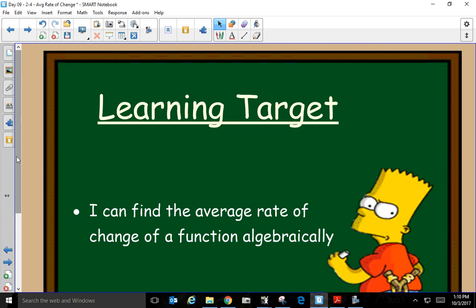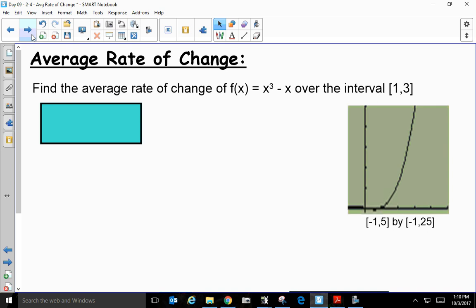Now, if I want to find the average rate of change of a function f of x, which is x cubed minus x, over the interval from 1 to 3. Okay, so I'm going to find the average rate of change over this interval.